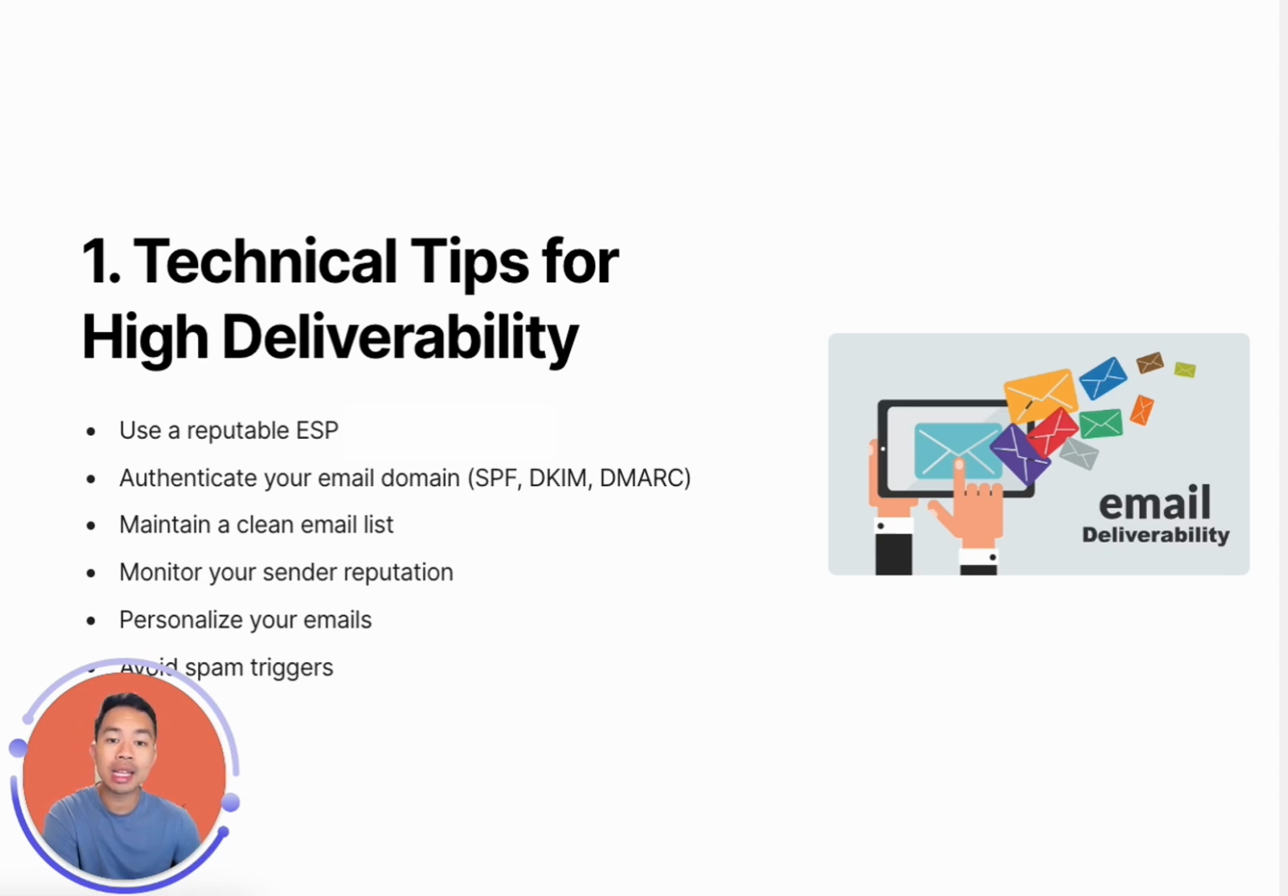You want to regularly clean your email list to remove inactive or invalid email addresses. So sending emails to a clean list reduces bounce rates and improves your sender's reputation. So use double opt-in methods to ensure that your subscribers genuinely want to receive your emails.